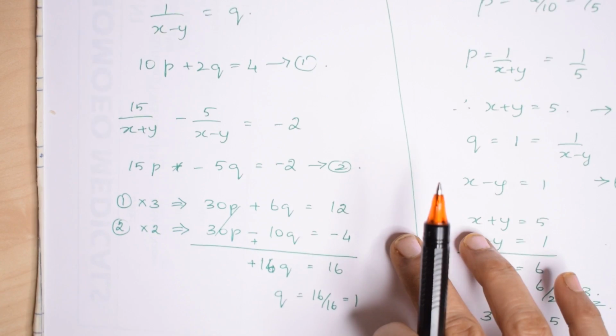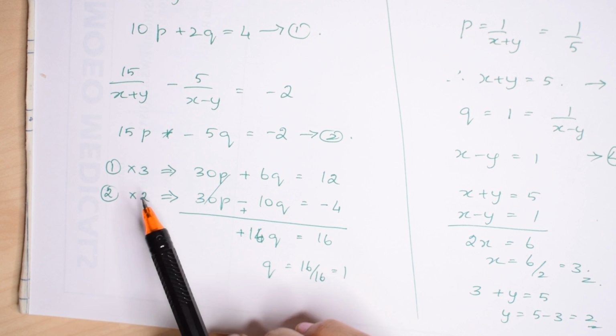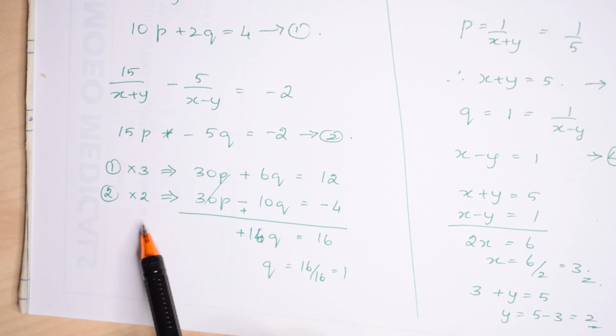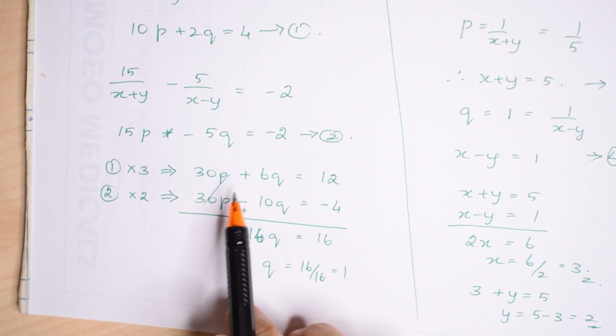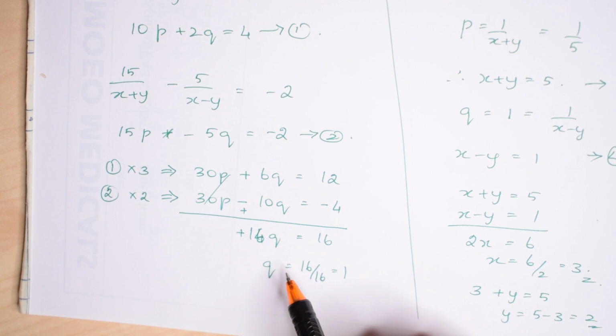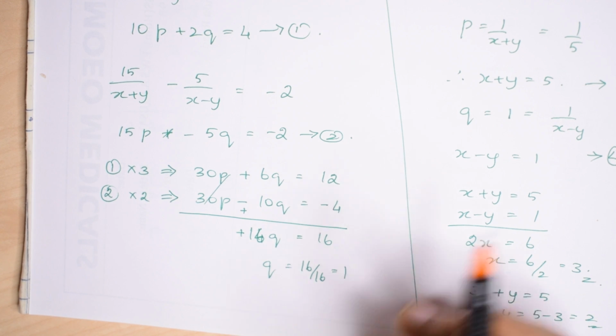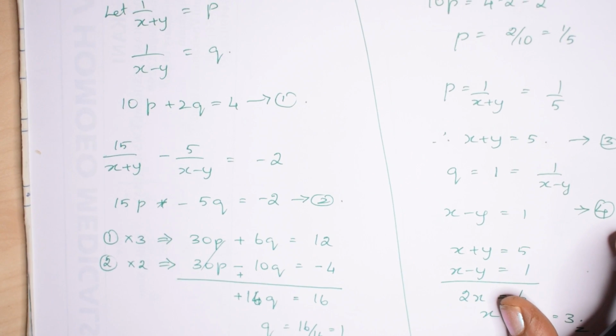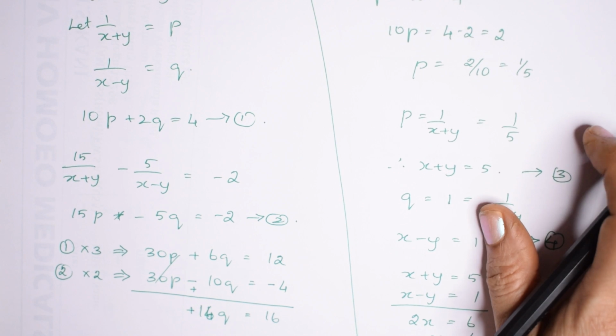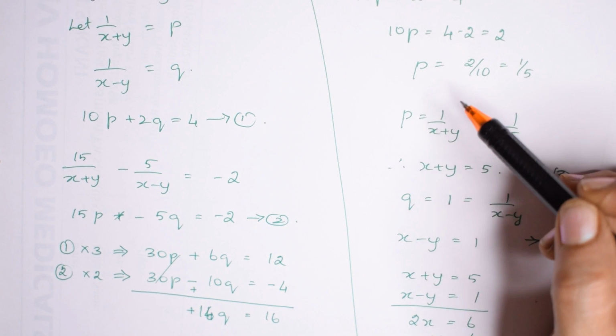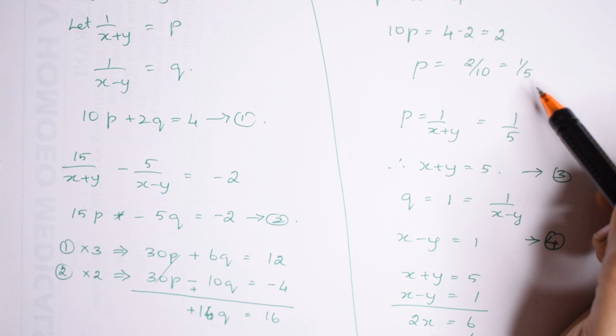By elimination method again I continue. I multiply the first equation with 3 and the second equation with 2, and so the p terms get cancelled. So 16q is equal to 16, q becomes 1, and I am substituting that q's value in the first equation, and I get p's value is equal to 1 by 5.